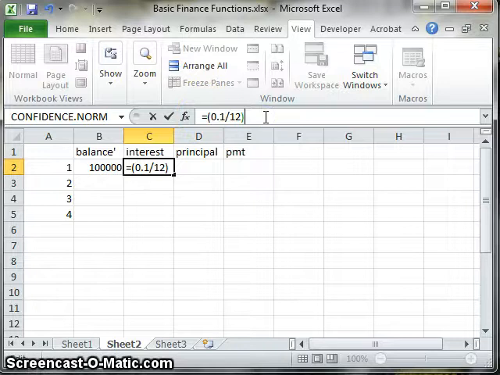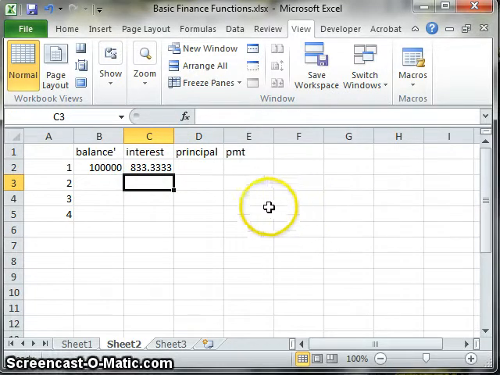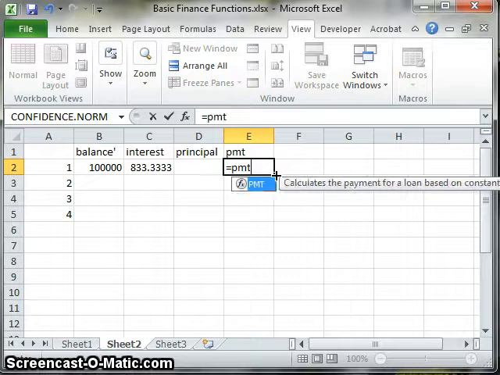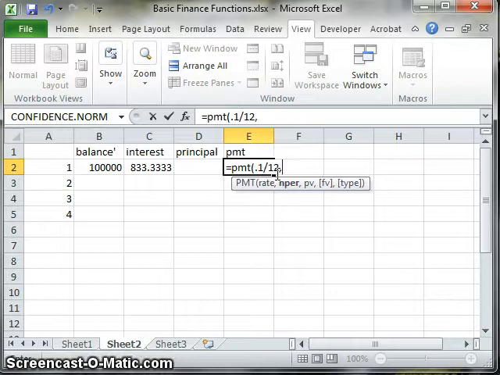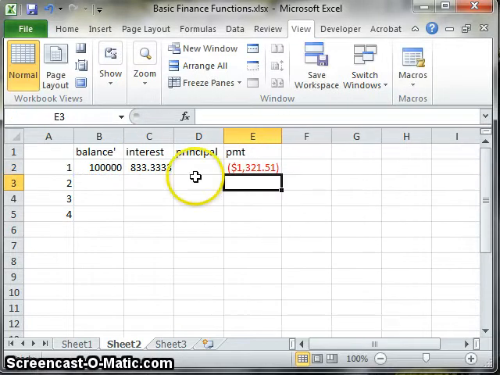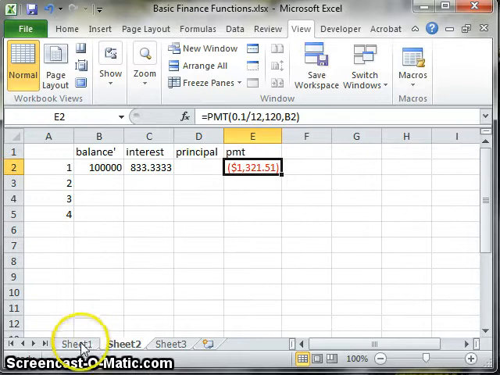Multiply that times our balance, we know that our interest in the first month is going to be $833. Our payment is going to be, using that payment function in Excel, our 10%, 0.1 divided by 12. Our number of periods, if you remember, was 120 because it was a 10-year loan, monthly payments. And our present value, I'll point to that 100,000 over here. Our total payment is going to be the 1321, if you remember from back here.